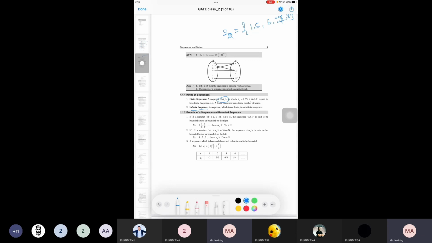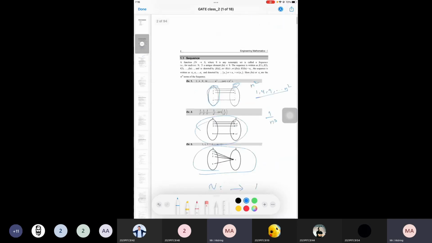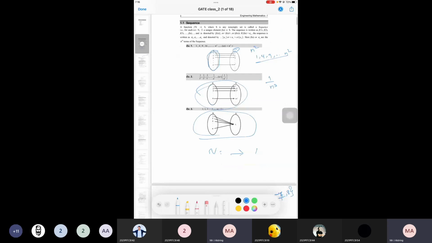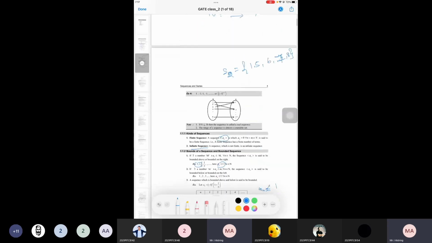Here you can see the example 1, 1/2, 1/3, and it goes on, where an is a sequence. The sequence is less than or equal to 1, because the maximum value of the sequence is 1. If you choose any number in the sequence, definitely it should be less than or equal to 1. Then that sequence is called bounded above. I will tell you another example.